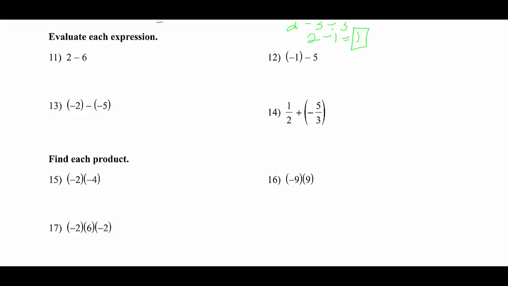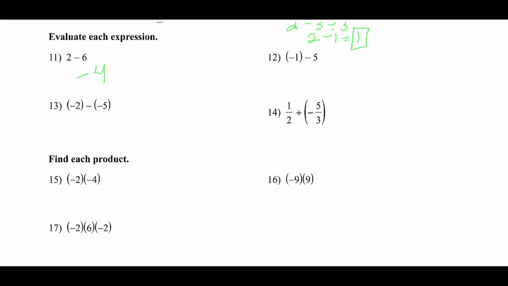So on 11, when I do 2 minus 6, because I have a positive 2, and I can think of this like I've got a negative 6, that means that I need to think about how far apart these numbers are. 2 and 6 are 4 apart, and since the 6 is the bigger number, this would be negative 4.